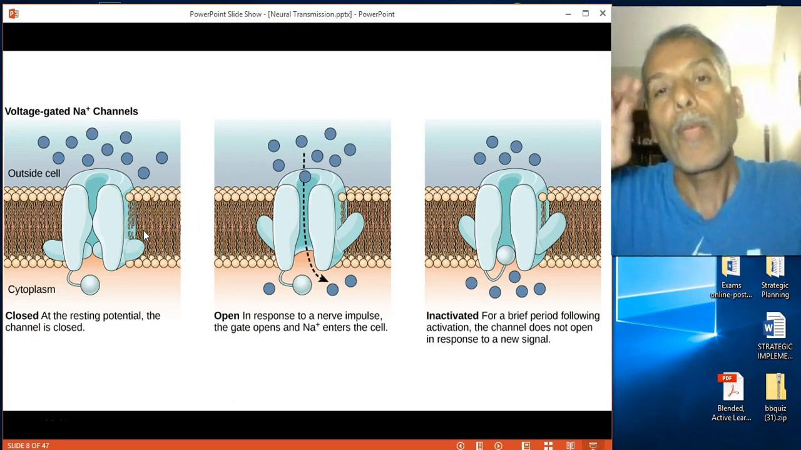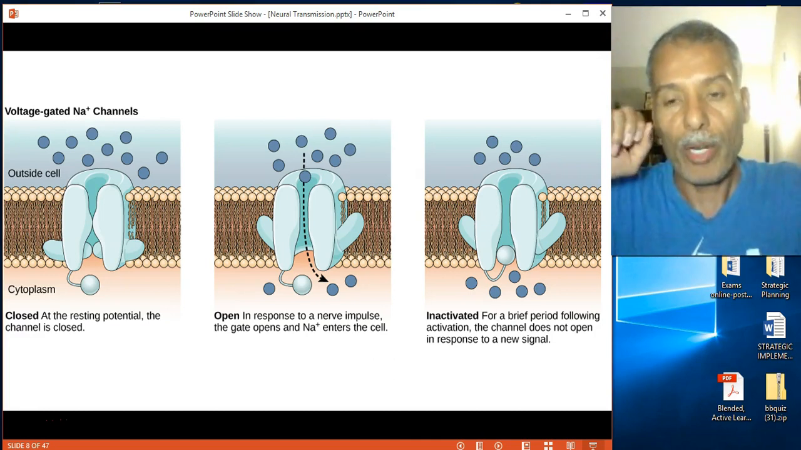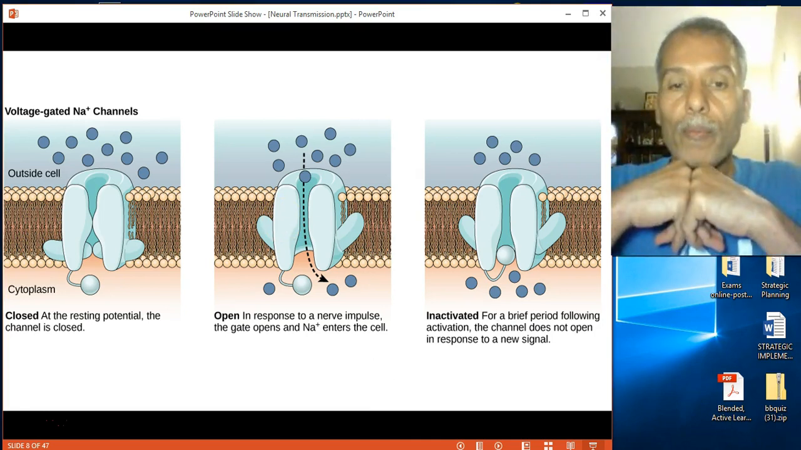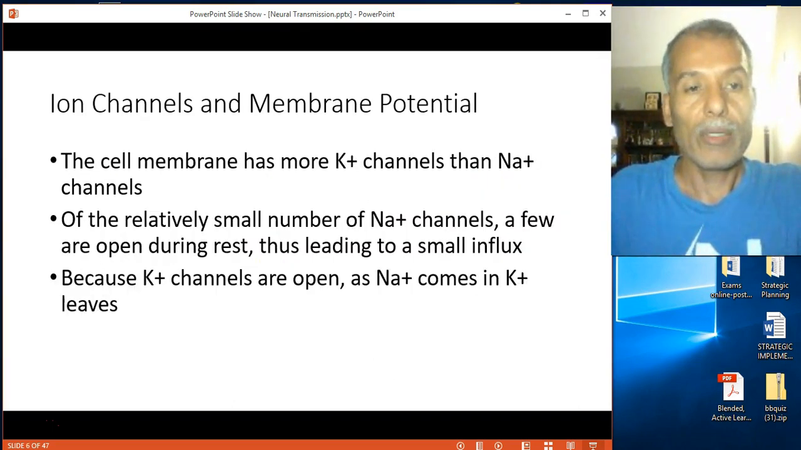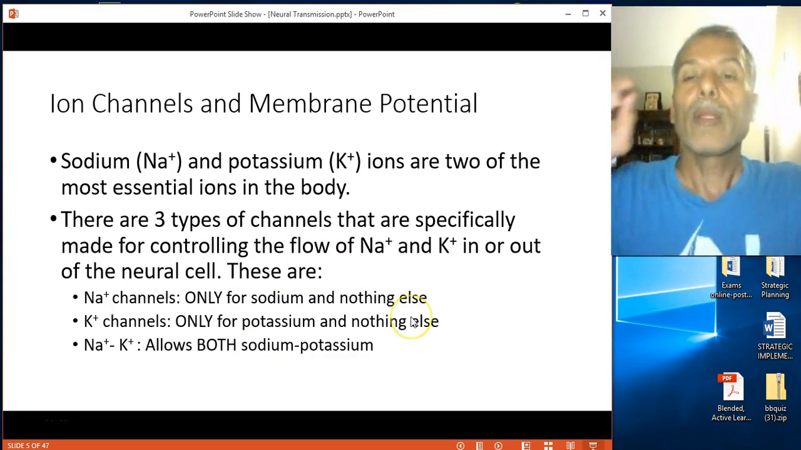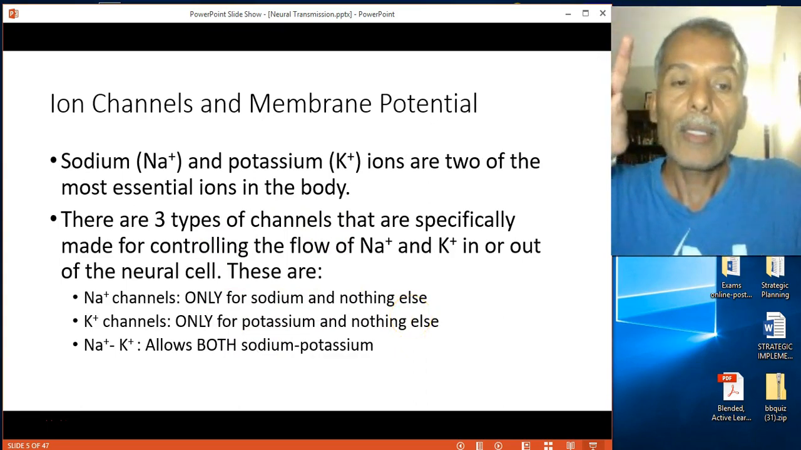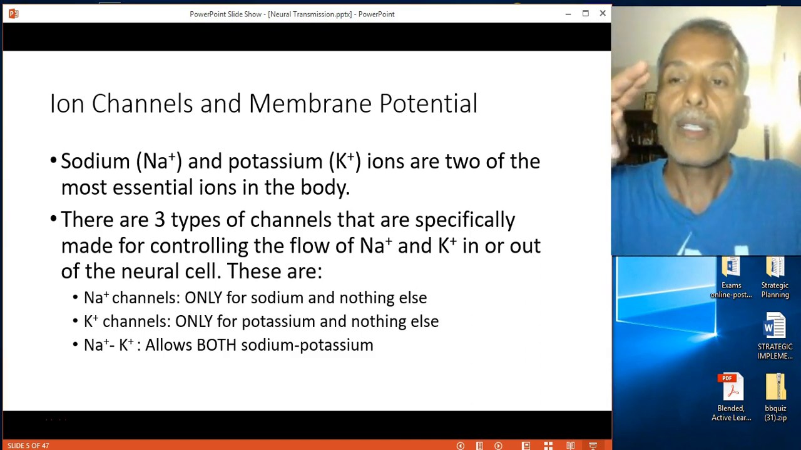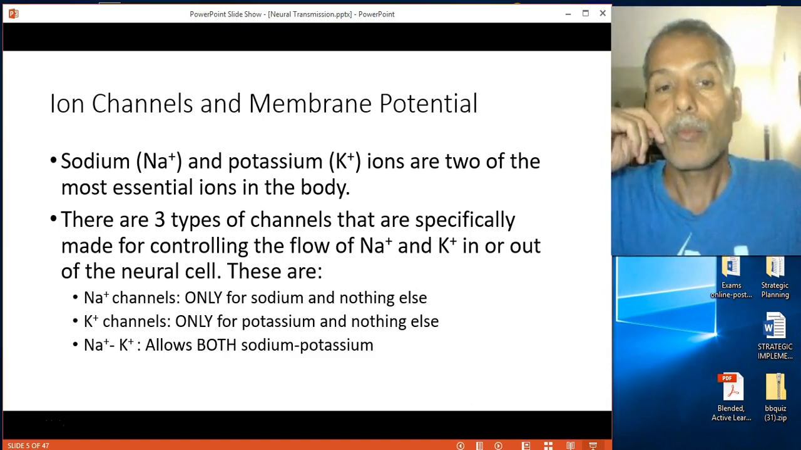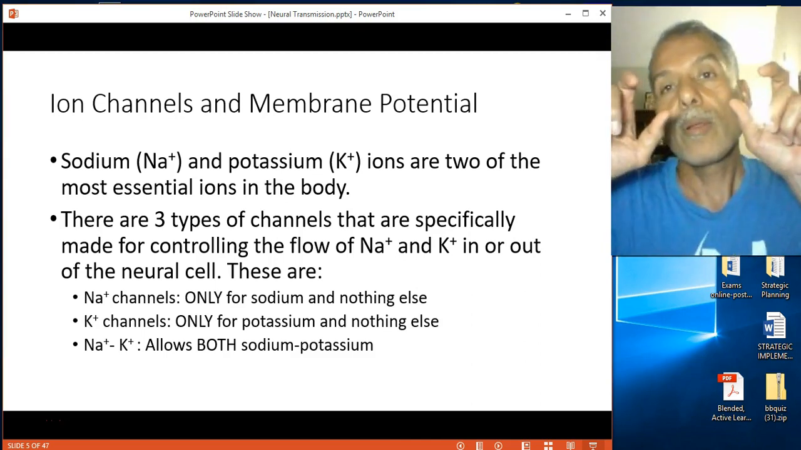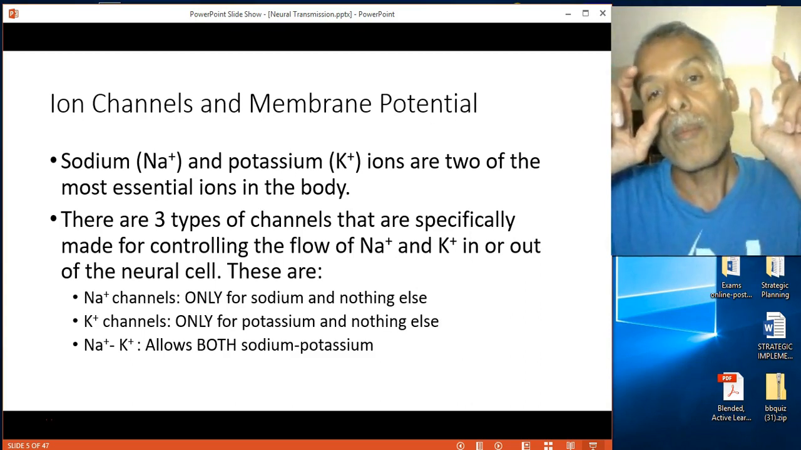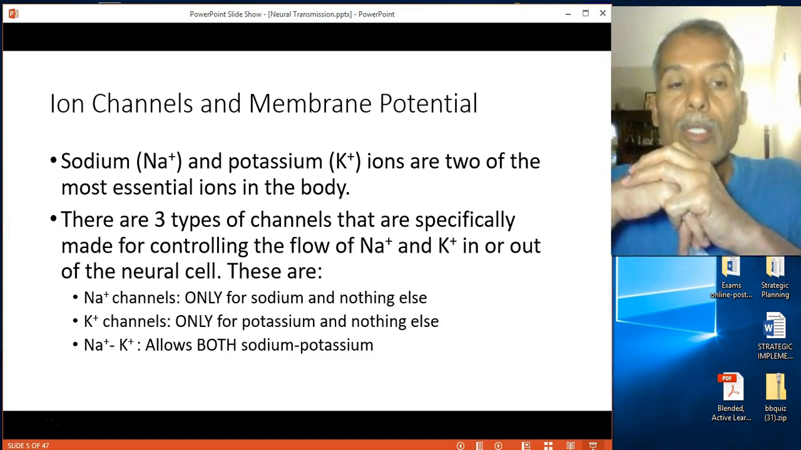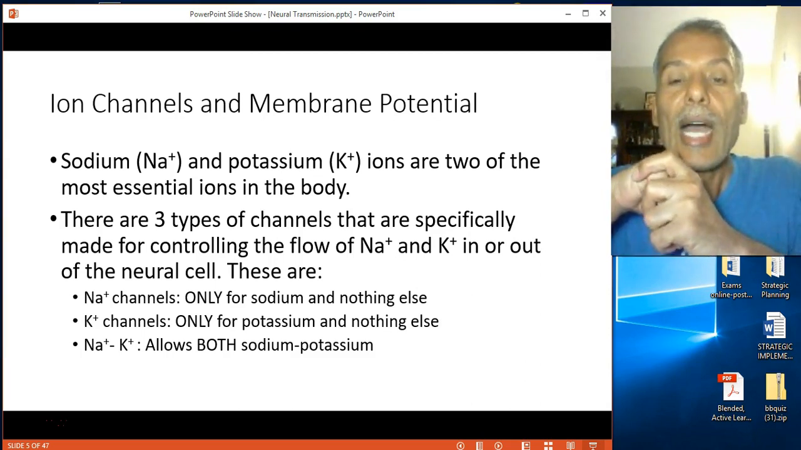There are three kinds of gates across the membrane channels that allow ions to go in and out. So pay attention to these kinds because that's really, really important. First, there are sodium channels that allow only sodium to go in and out. And then there are calcium channels that allow only calcium to go in and out. And then there are channels that allow both potassium and sodium to go in and out. We'll speak about these and see how they determine this.